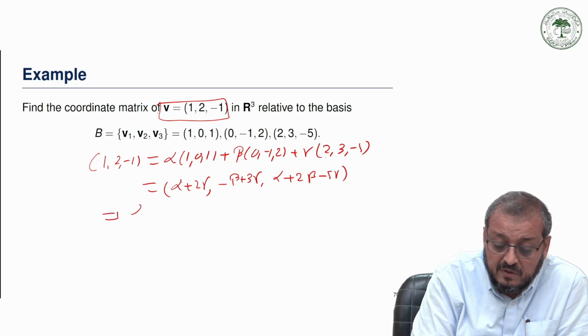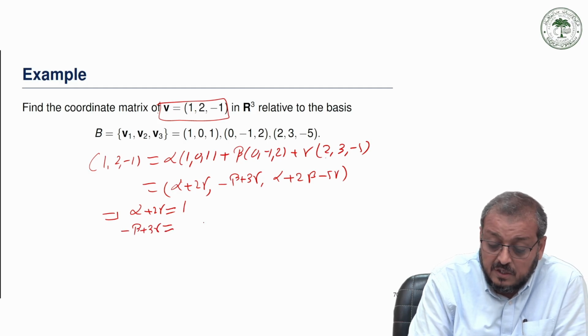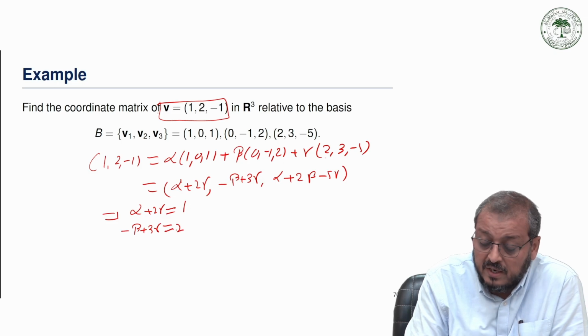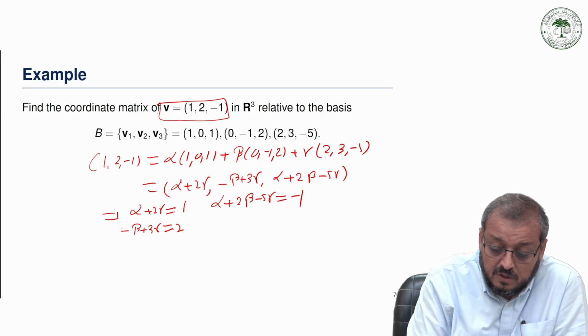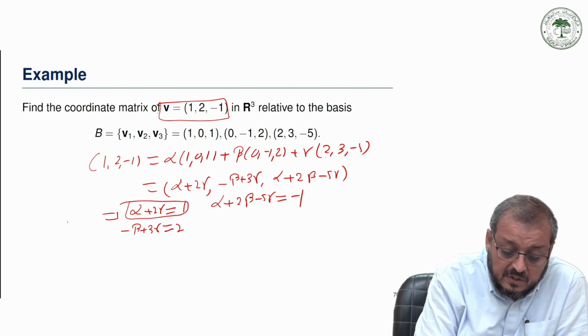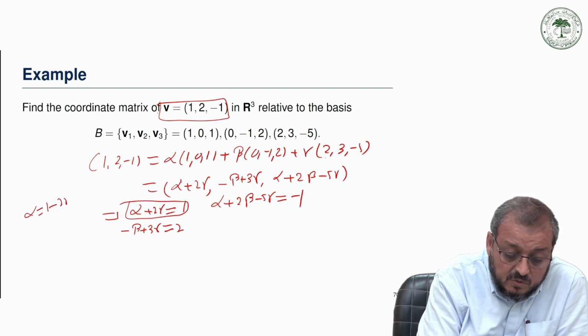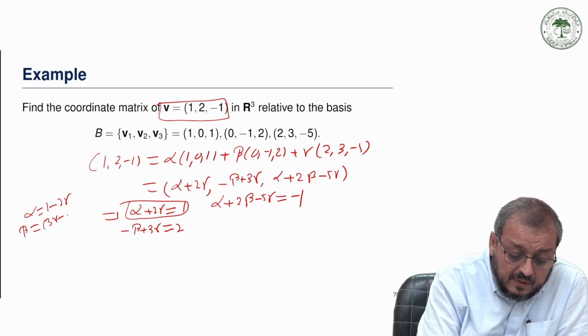So this can be written as alpha plus 2 gamma is equal to 1, and you have minus beta plus 3 gamma is equal to 2, and again alpha plus twice beta minus 5 gamma is equal to minus 1. So from these equations we can say that alpha can be written as 1 minus 2 gamma, and beta can be written as 3 gamma minus 2.